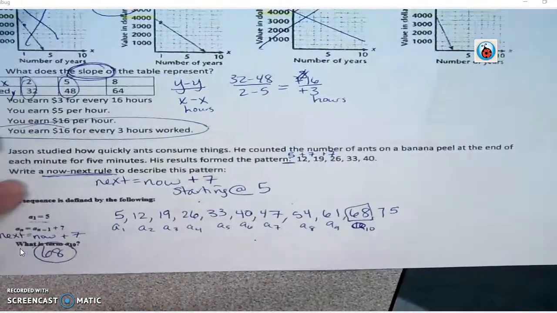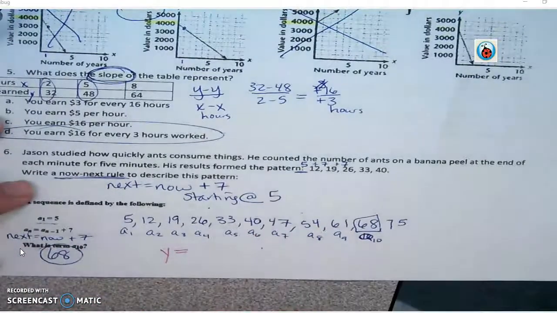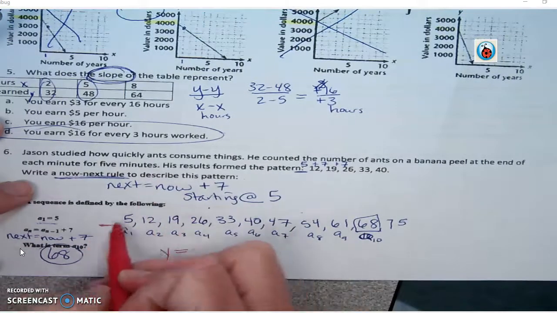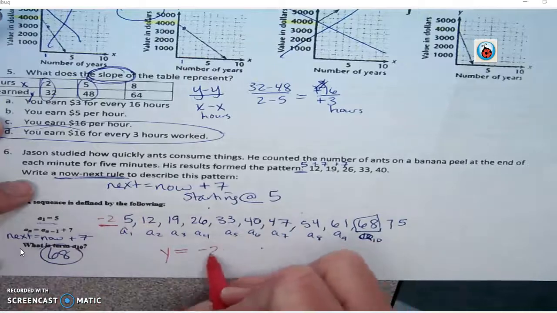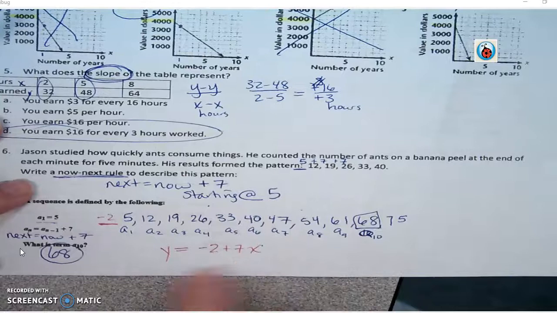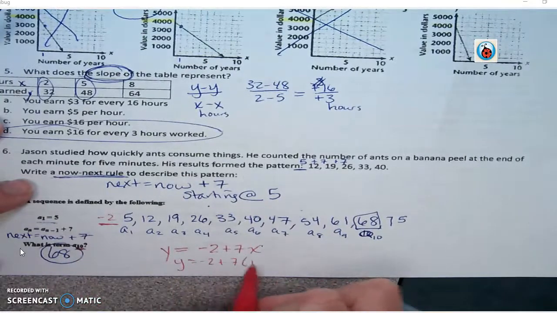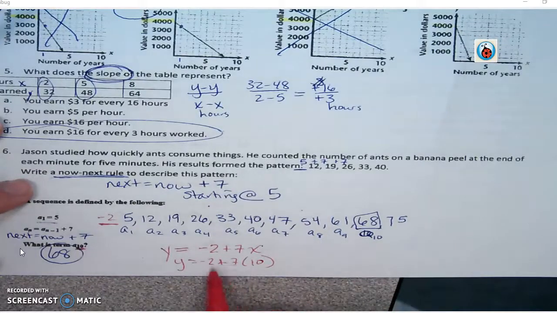You could have also made a y equals rule. So you know that your starting value, you'd have to go back a spot. Your starting value would be -2, and you're adding 7 each time. And you want the 10th term, so you could plug in 10 for x. 7 times 10 is 70 plus -2 gives you 68. So that's another way to do it.